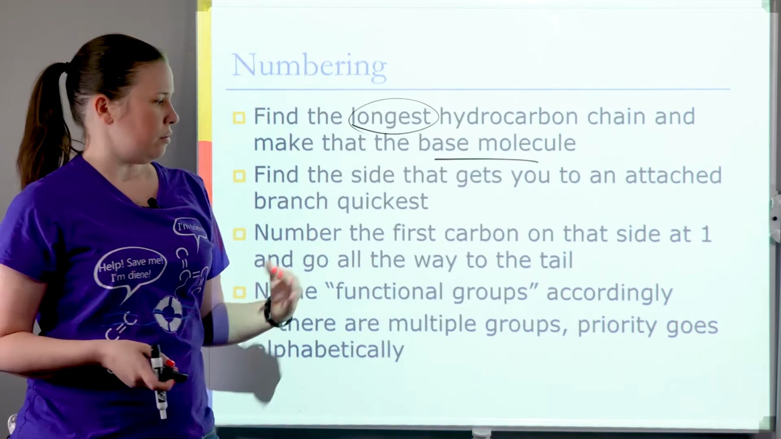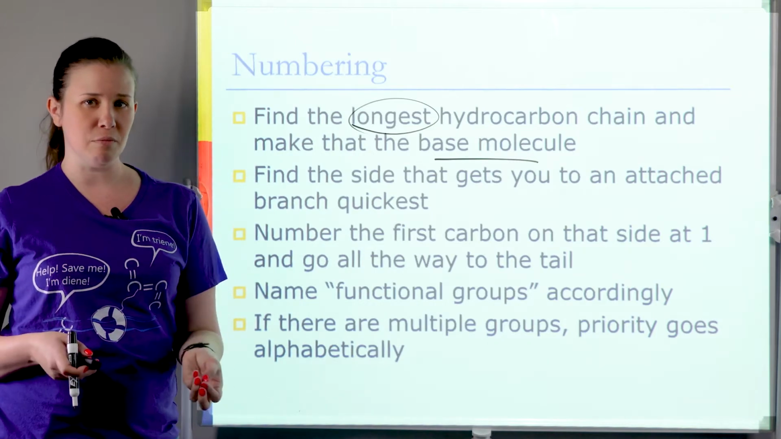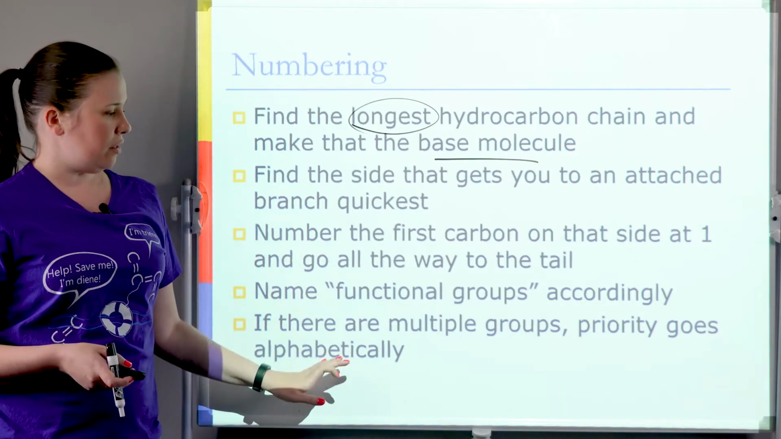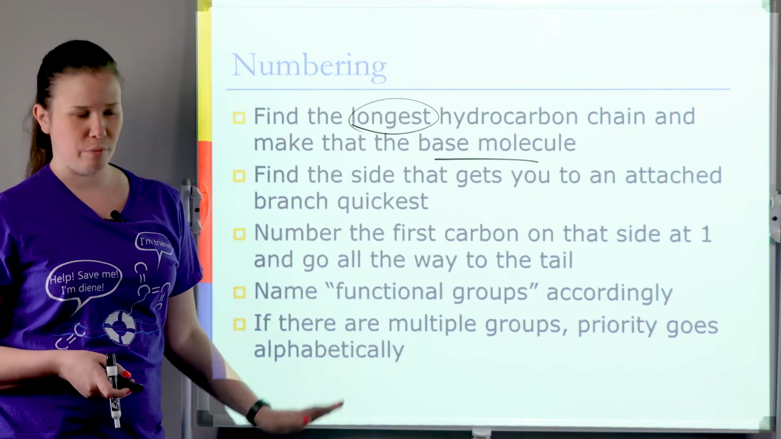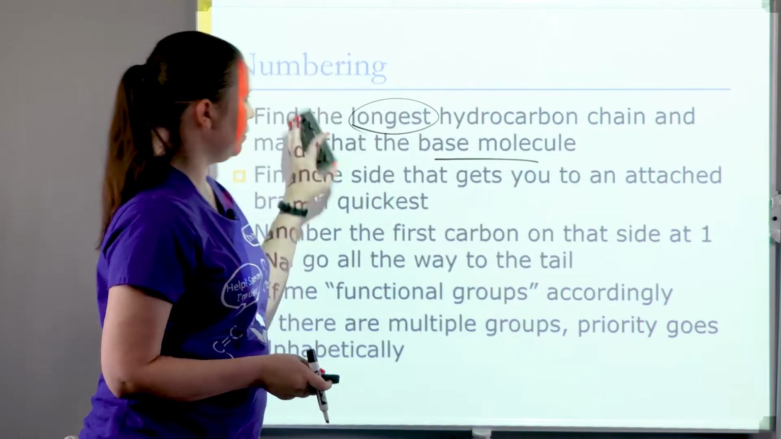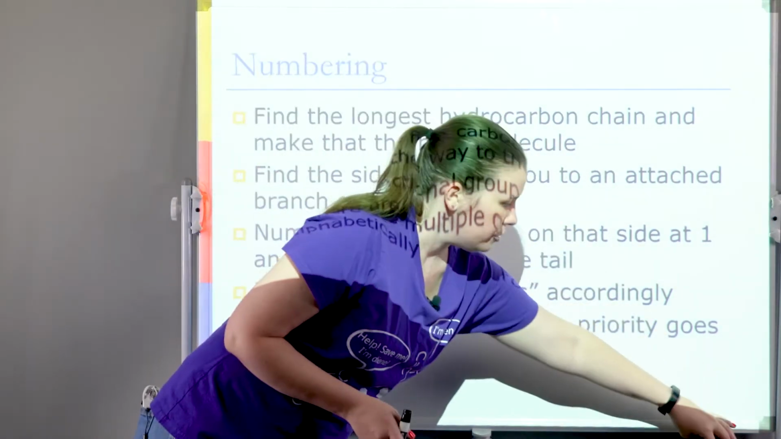So that's what it means by number all the way to the tail, meaning pick one numbering system. Next, we're going to go over a lot of different functional groups. And so we're going to figure out how to name each type of branch. And then if there's a conflict in numbering, the winner always goes to the first alphabetical. So we're going to go in alphabetical order whenever we have a tie. So those are our rules.